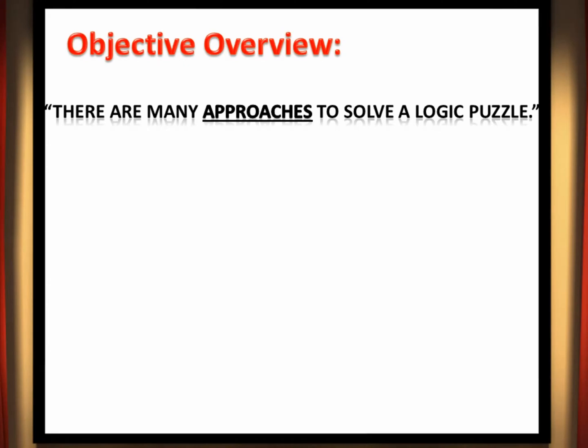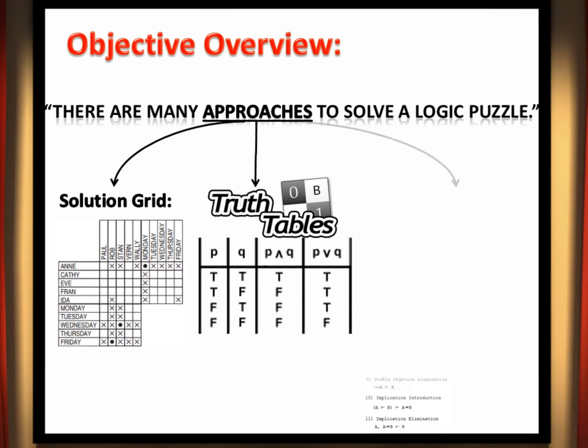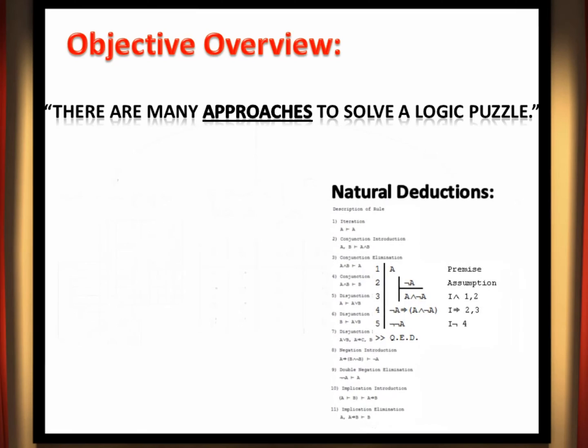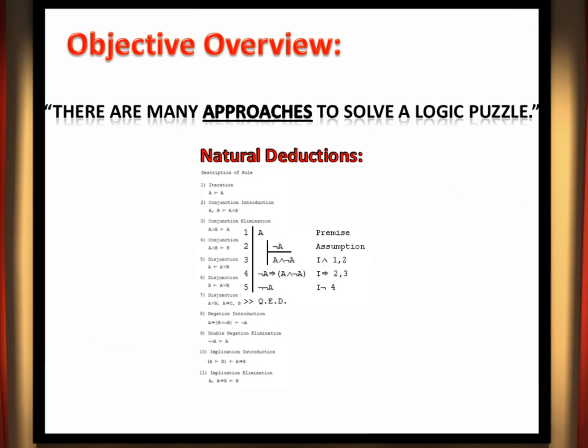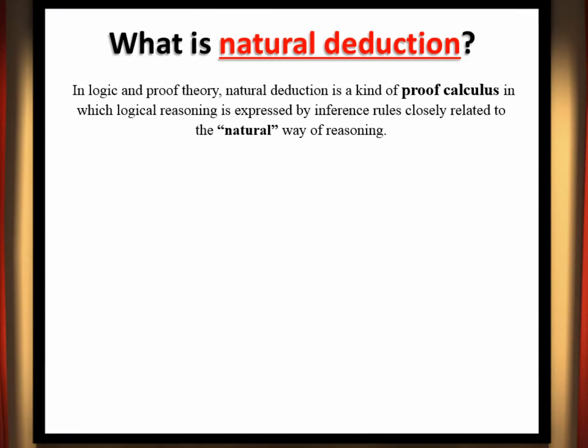Well, there are many approaches to solving a logic puzzle as shown: a solution grid, a truth table, or natural deduction. For our problem today, we shall use natural deduction to provide a more extensive proof. What is natural deduction, one might ask? It is a kind of proof calculus in which logical reasoning is expressed by inference rules closely related to the natural way of reasoning.